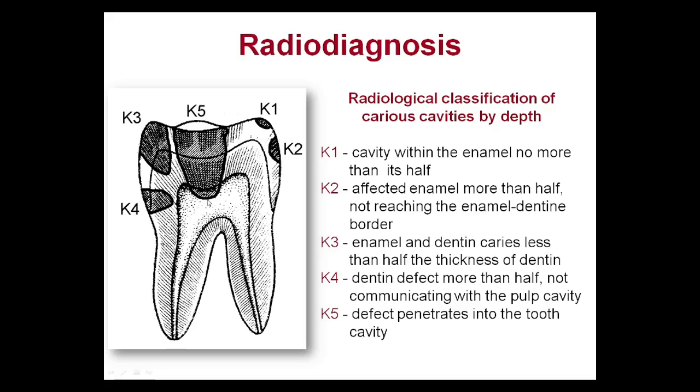And the last one, K5: the defect penetrates into the tooth cavity. Enamel, the whole enamel, the whole dentin, and even penetrates into the pulp cavity. 1, 2, 3, 4, 5. Five classes of caries according to the radiological classification.